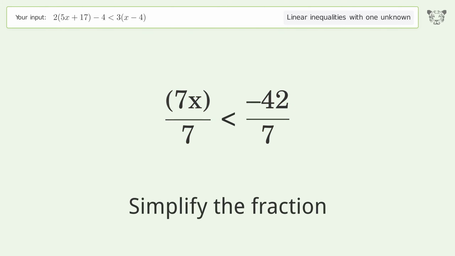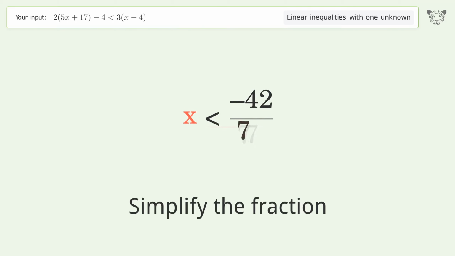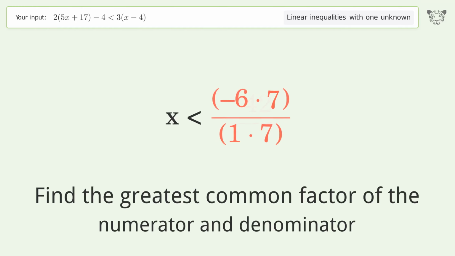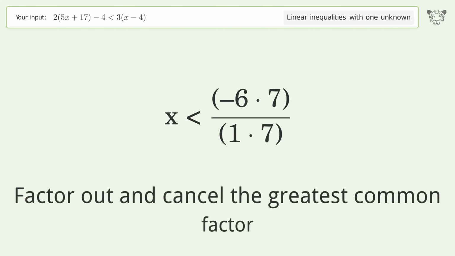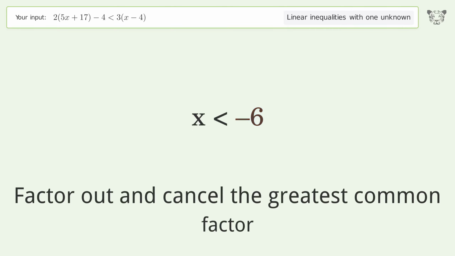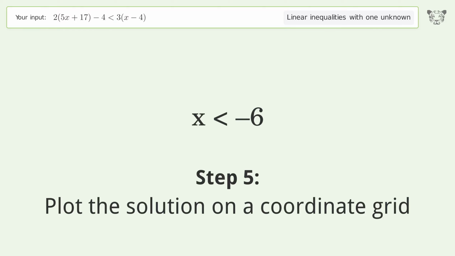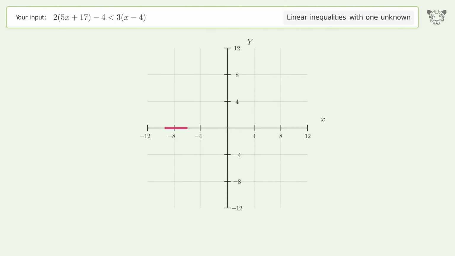Simplify the fraction. Find the greatest common factor of the numerator and denominator. Factor out and cancel the greatest common factor. Plot the solution on a coordinate grid. And so the final result is x smaller than -6.